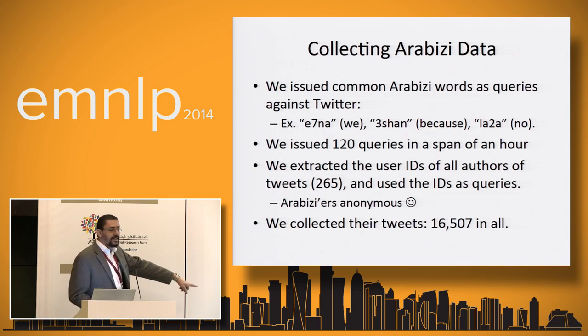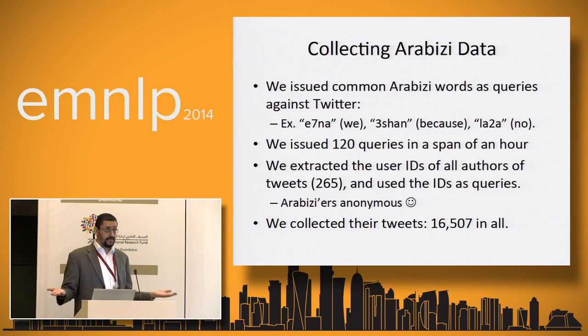And so we identified about 265 tweeps. Tweeps is the technical term for a person who writes on Twitter, right? Once we got those people, we basically got all their tweets, and lo and behold, lots and lots and lots of Arabizi tweets. We got about 16,000 of them. Okay? And I'm sure we can get a lot more.